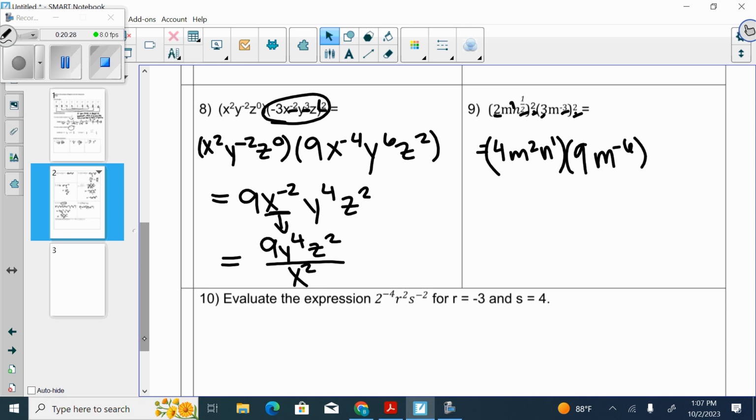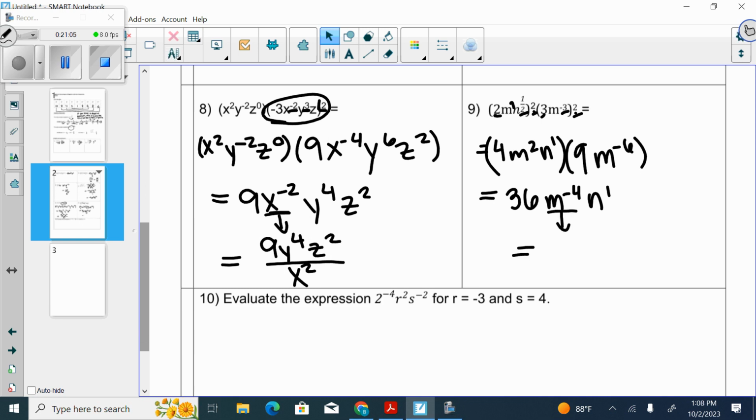And when we multiply, we've got 4 times 9, which is good. And what am I going to do with my exponents? Add them. So for m, I've got 2 and I've got -6. What's that? -4. So I got m to the -4. And then for n, I just have 1, right? All right, almost done. What do I do to fix this? All right, bring this part down.